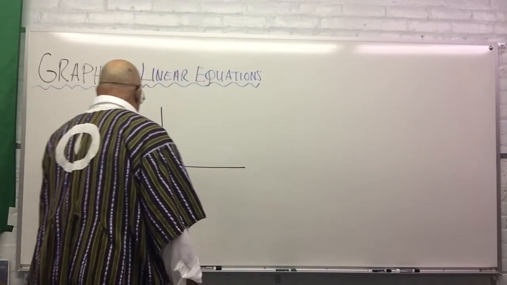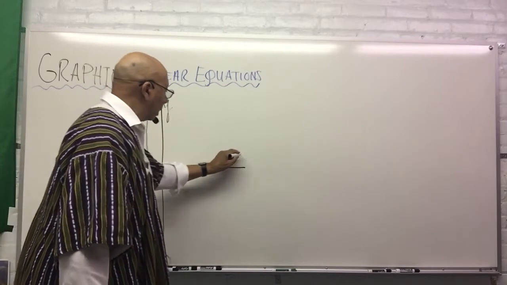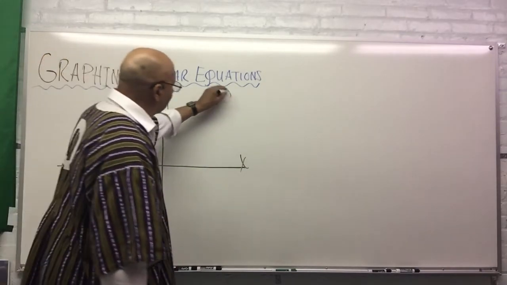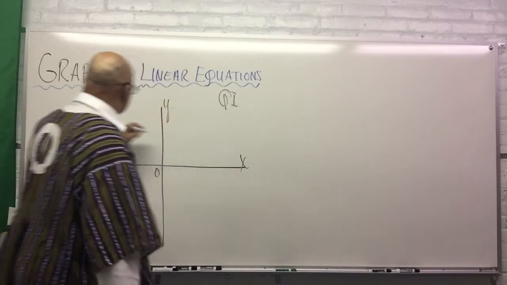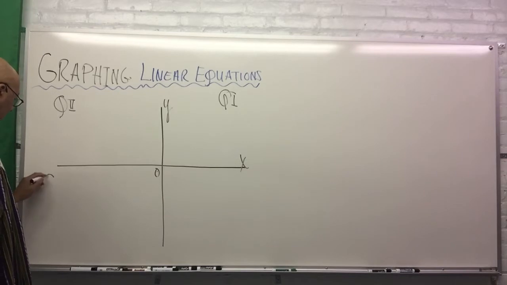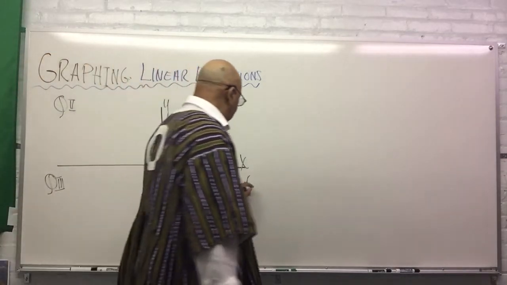So we know we have these two axes, y and x. We have the origin. We have quadrant 1, quadrant 2, quadrant 3, and quadrant 4.